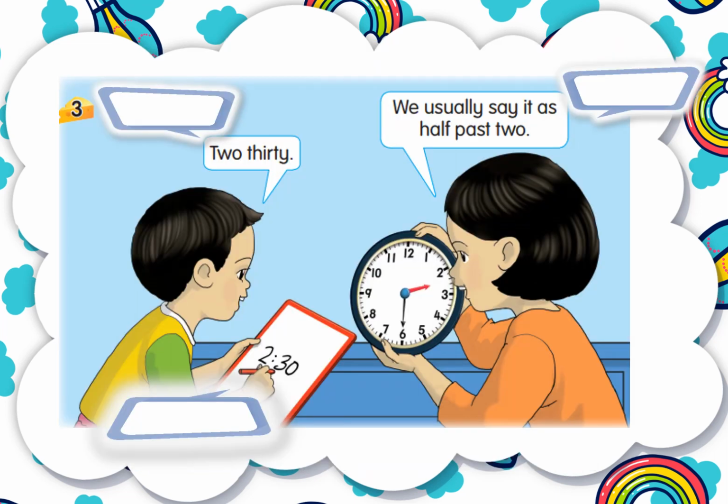We go to the next example. A mother shows the clock to his child. The boy says 2:30 and writes in numeral as 2, a colon, then 30 at the back. In words, it is written as 2:30, and the mother emphasizes it in words. We usually say it is 2:30.